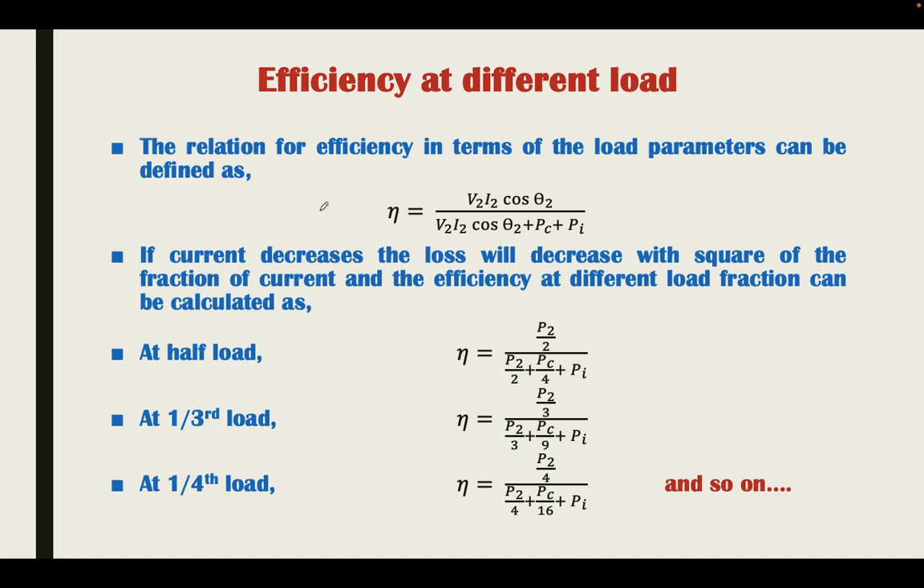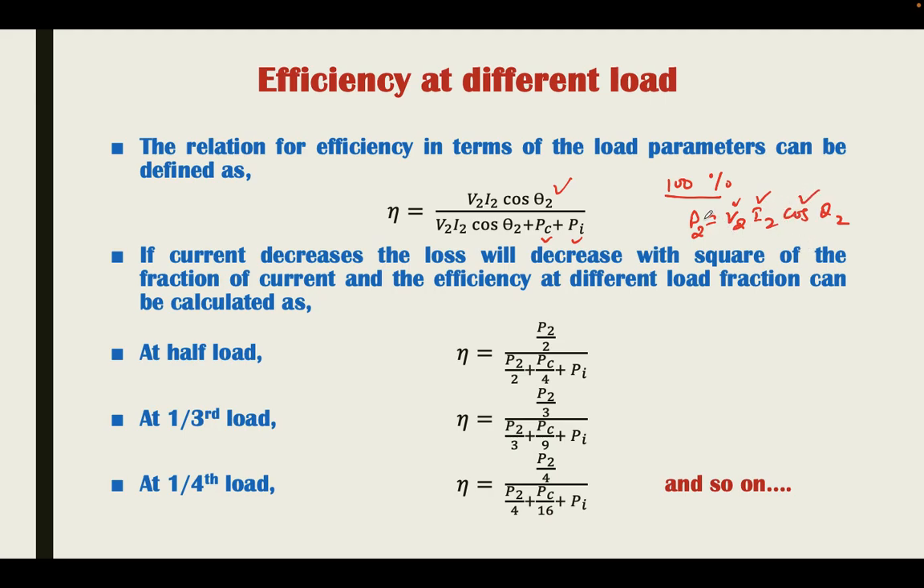Now, considering the efficiency of the transformer depending upon the output and output plus losses, these two losses. This efficiency is at 100% load. 100% load means whatever the capacity of the transformer is, which is defined as P2, and P2 is equal to V2 I2 cos theta 2. Here V2 is the rated voltage of the transformer at full load, I2 is the rated current in the transformer at full load, and cos theta 2 is the power factor of the transformer at full load.